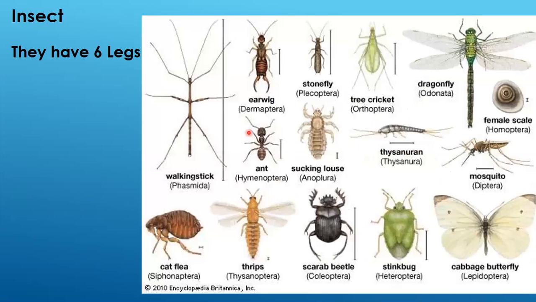Now one by one we will see how insects are different. You can see there are 15 to 16 different insects you find. But whichever insect you take, they have 6 legs. So when you see an arthropod and count its legs, if it has 6 legs, then it belongs to the insect subgroup. You should remember this.